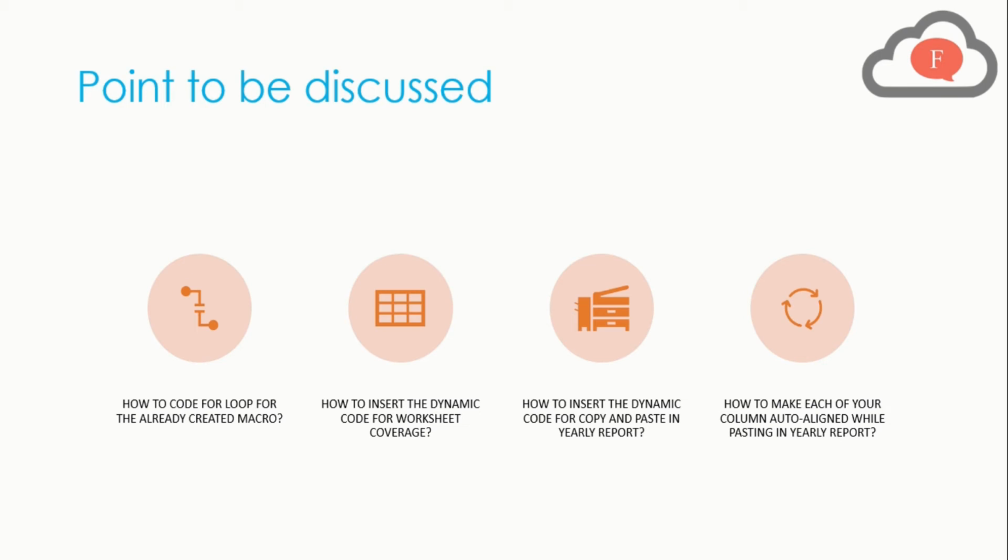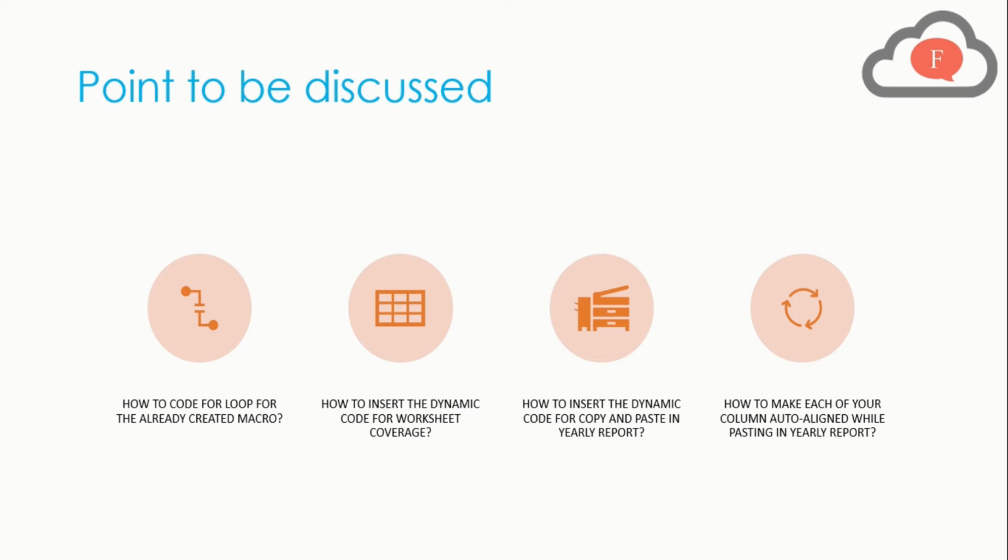In this, first of all, we will tell you how to code a for loop for the already created macro. Secondly, I will tell you how to create the dynamic code for the worksheet coverage. That means every worksheet in your Excel file should be covered within that loop, and that should be dynamic, not a static code.